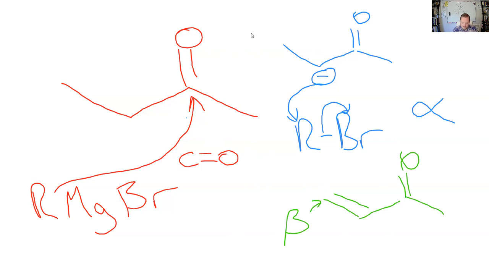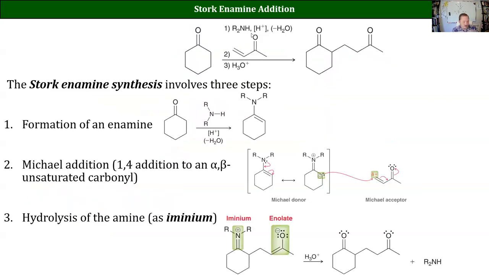Right, so alpha carbon chemistry is tricky, but on the other hand, it gives us a lot of power to control where we're adding these different substituents when we're adding to the carbon chain.